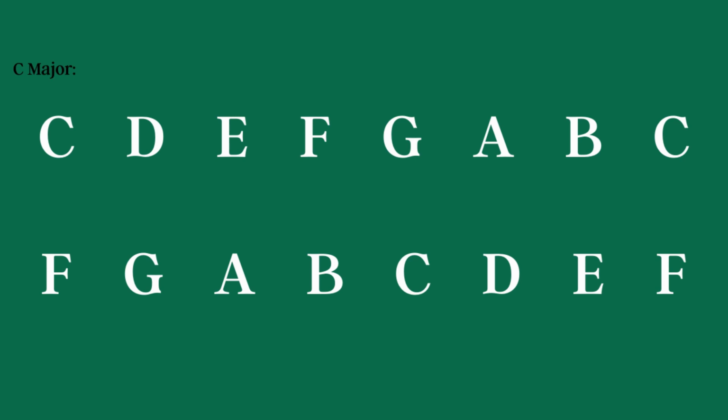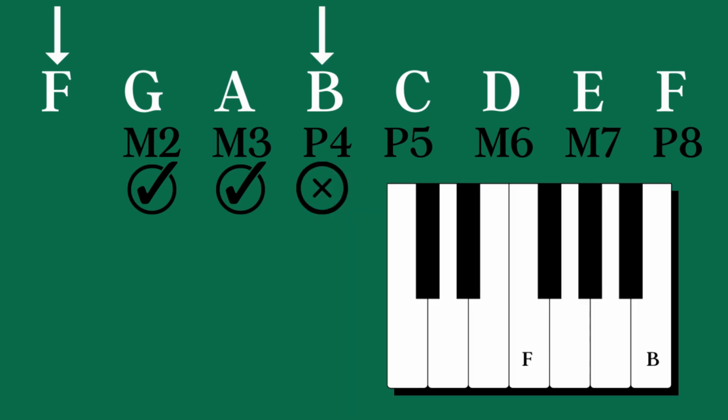Something's off again. Let me check the intervals the same way I did the last time. Again, this is what they should look like. F to G is a major second. F to A is a major third. F to B is an augmented fourth, or a tritone, which is a half step higher than it needs to be a perfect fourth.